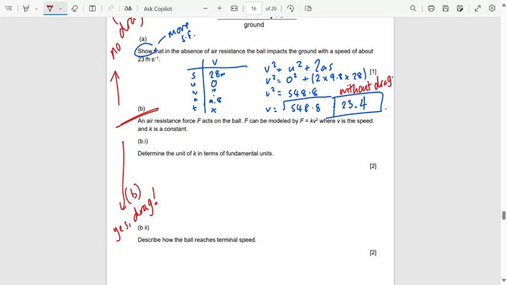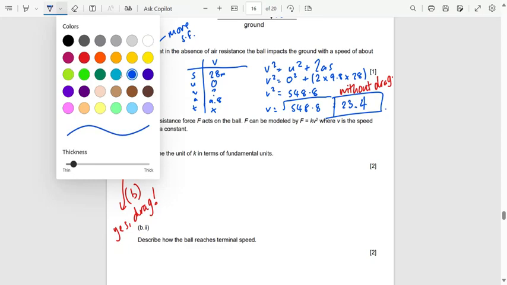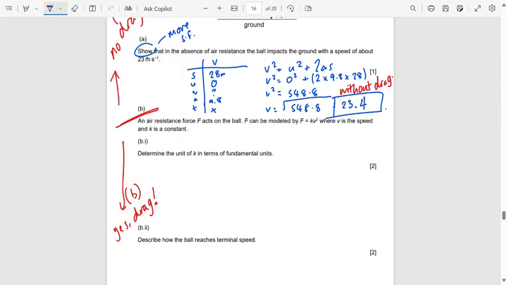So, determine the unit of K in terms of fundamental units. Fundamental units are SI units. We are told that formula, and we are looking for K. The first thing I'm going to do is rearrange for K. So, I'm going to divide both sides by V squared.